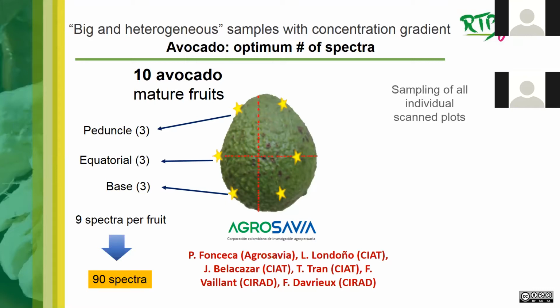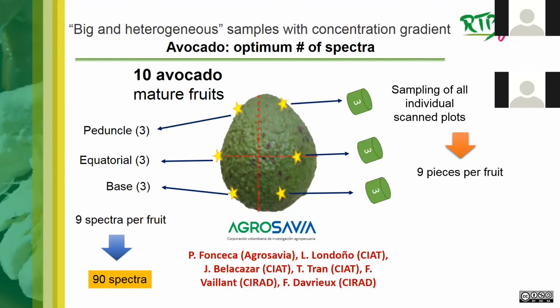For the same fruits, we sampled all the individual scanned plots, the three plots for the peduncle, the equatorial, and the base. So we have 9 pieces per fruit, so 90 samples, and we did 90 determinations for dry matter value.